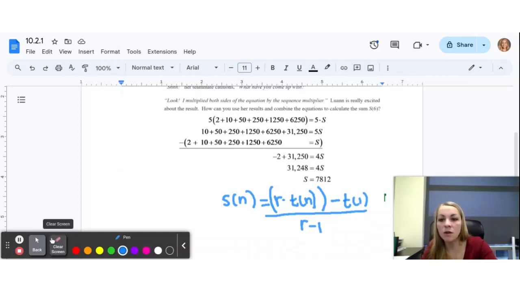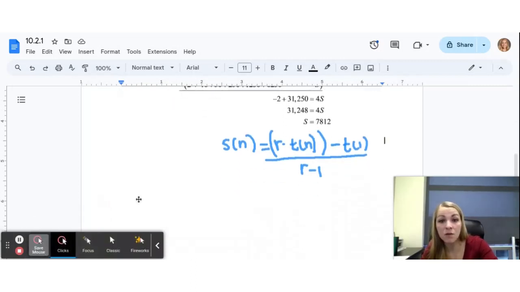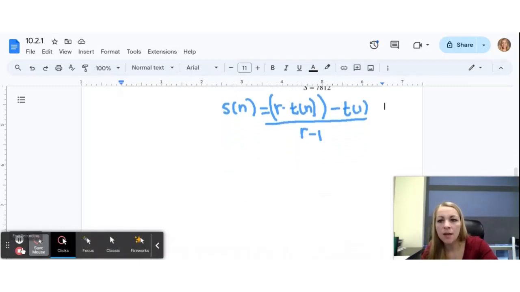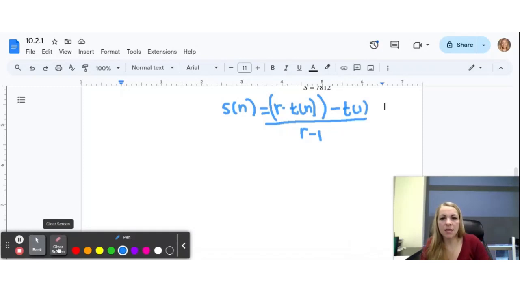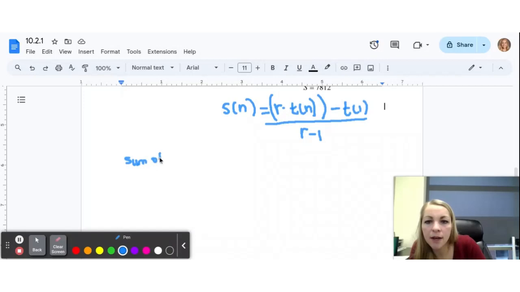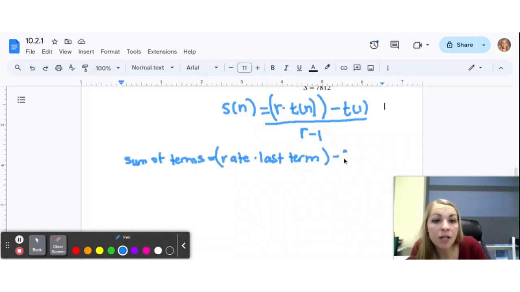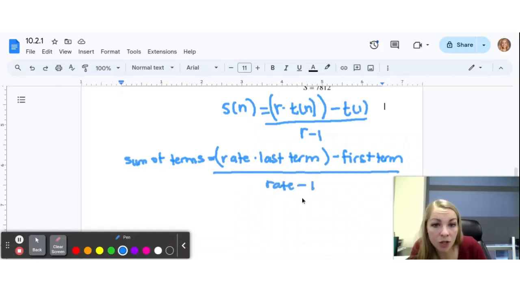And I'm just going to scroll down here. I'm going to take a moment to write this in words as well, so this might make more sense to you if this notation is kind of scary. So what this is: the sum of terms equals your rate times your last term, and you're going to do that first, minus your first term, over the rate minus 1.